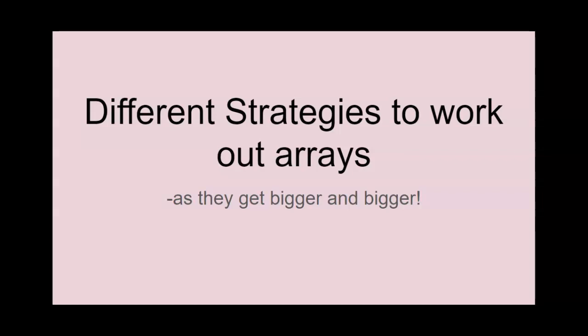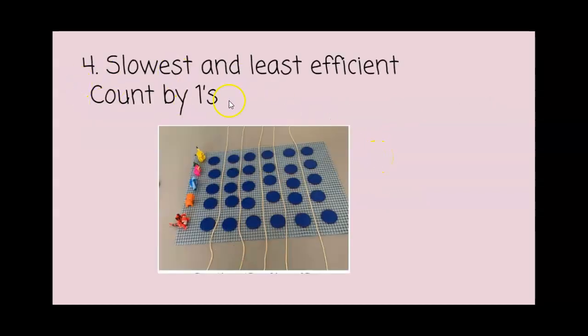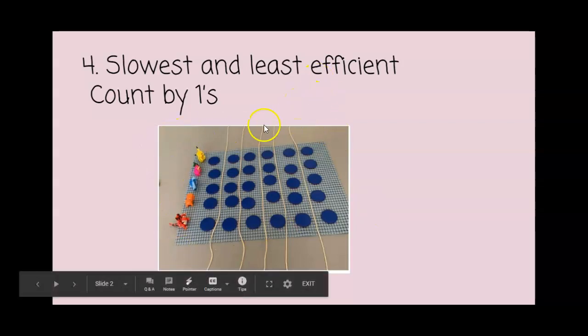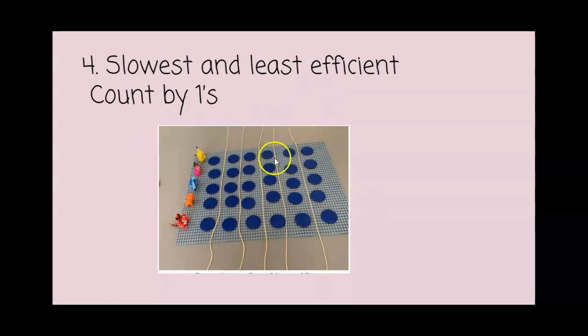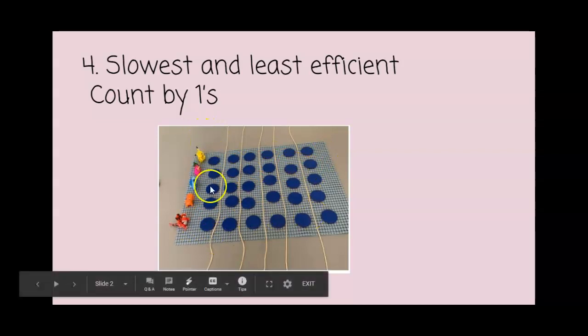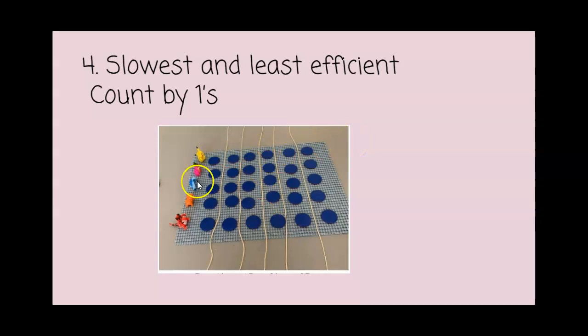So the first strategy that we learn when we're learning to work out the answer to multiplication questions is to count by ones. So here I've got a picture of an array, and you can see that there are six columns going down and 5 rows going across. Now I know that that is the same as 6 groups of 5 or 5 groups of 6.